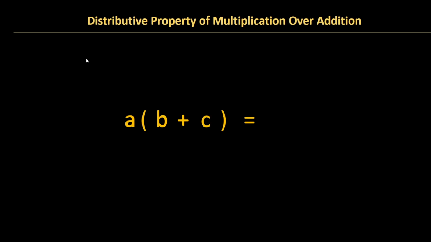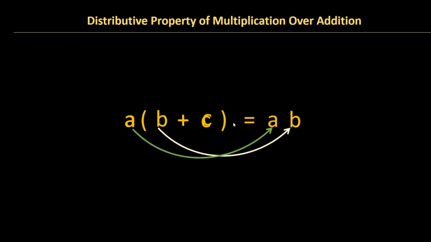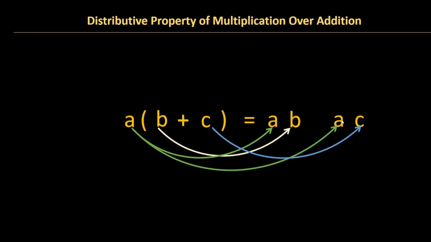Distributive property of multiplication over addition. Take the sum of the grouped inner terms b and c, then multiply it by a, which produces the same result as the inner term b multiplied by outer term a, inner term c multiplied by outer term a, then add the results together.